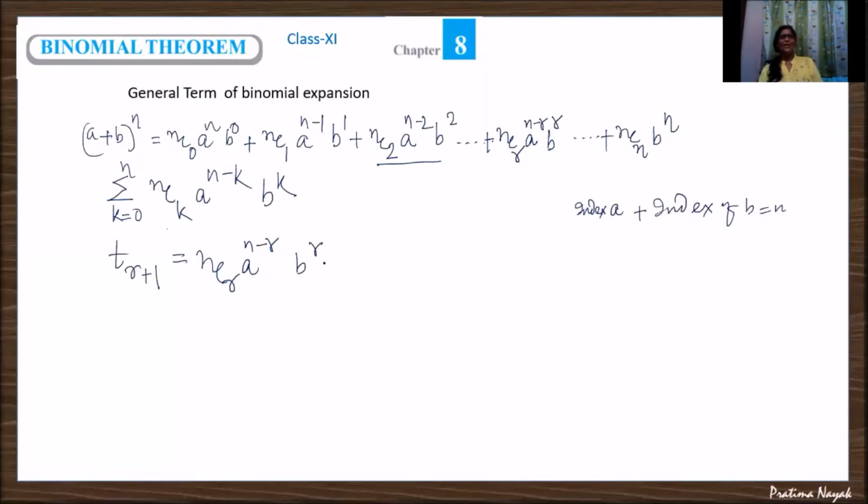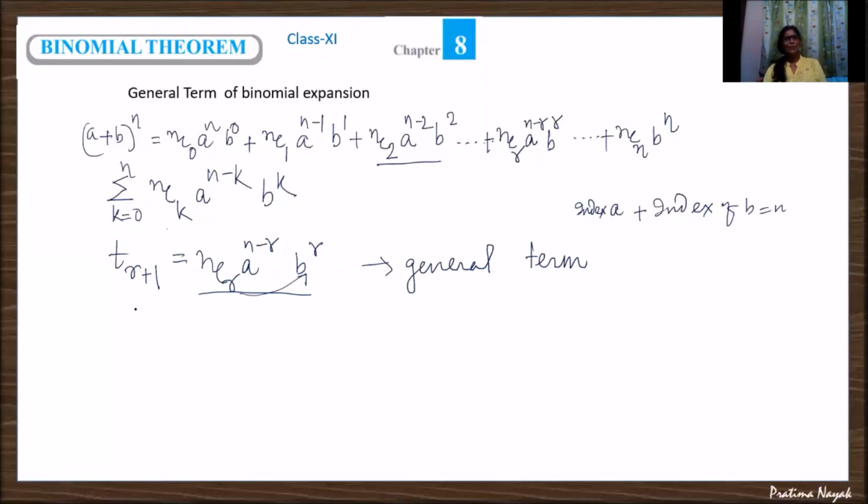And why are we taking the (r plus 1)th term as the general term? Because we want a simple expression. If I write the rth term, then it will be nC(r minus 1), so it will be complicated. That's why we take the (r plus 1)th term as the general term, and the expression is nCr a to the power n minus r into b to the power r. To remember, this is also easy: in nCr, b has the same power r, and a has n minus r.